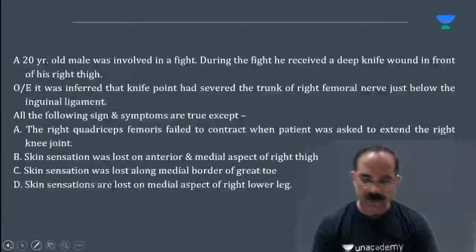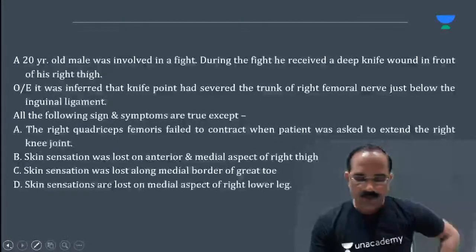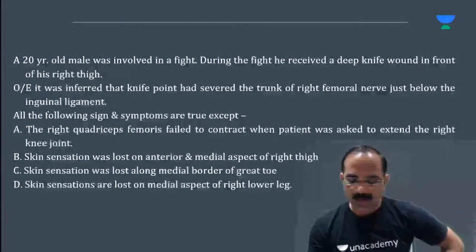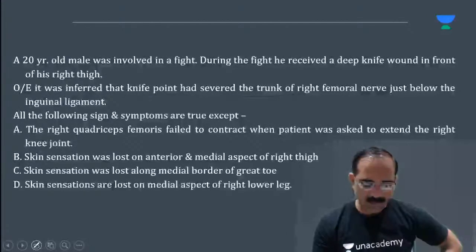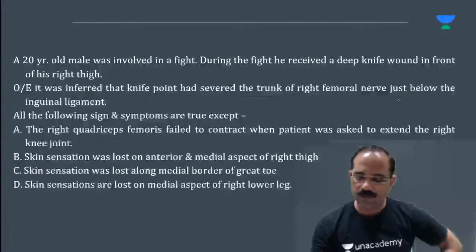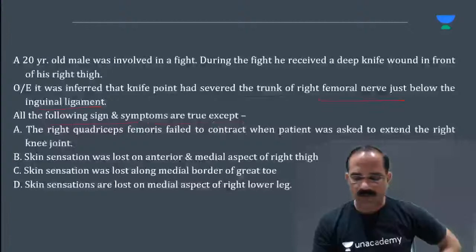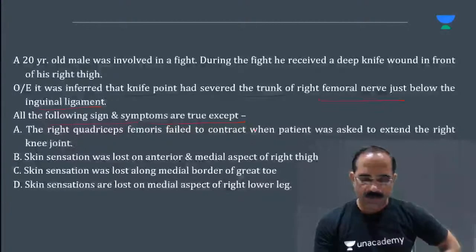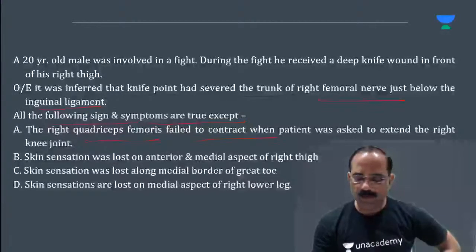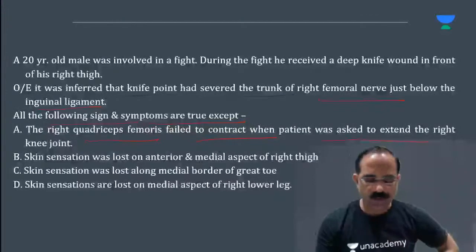Okay, so with this concept, we come back to the MCQ. It was inferred that the knife point had severed the trunk of the right femoral nerve, just below the inguinal ligament. All the following signs and symptoms are true except: the right quadriceps femoris failed to contract when the patient was asked to extend the knee joint.